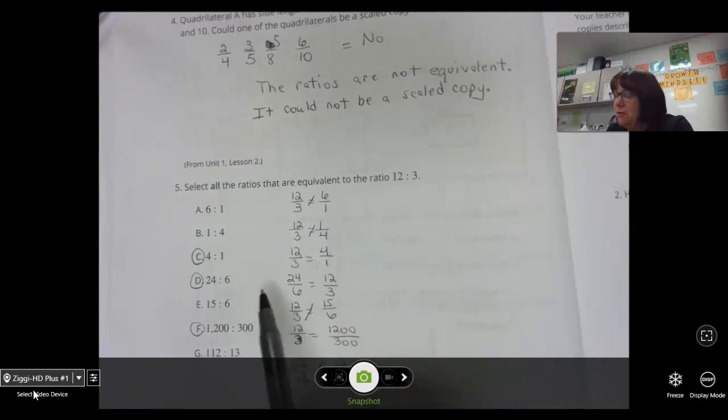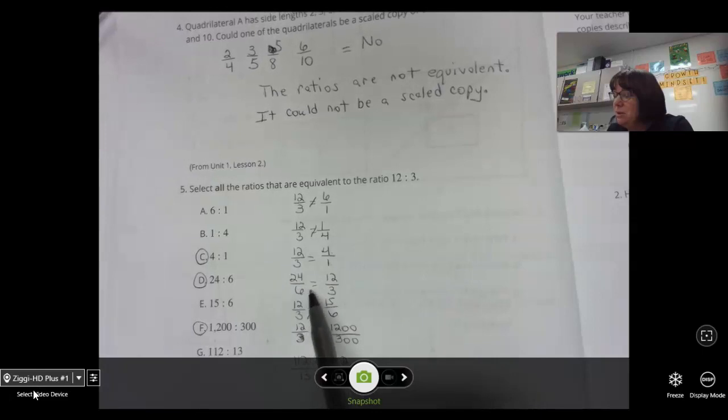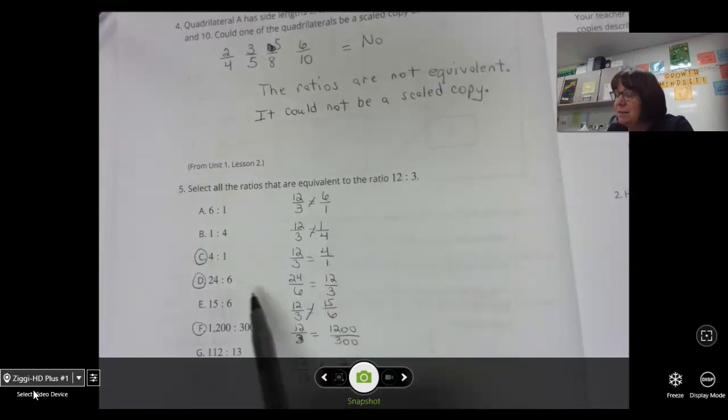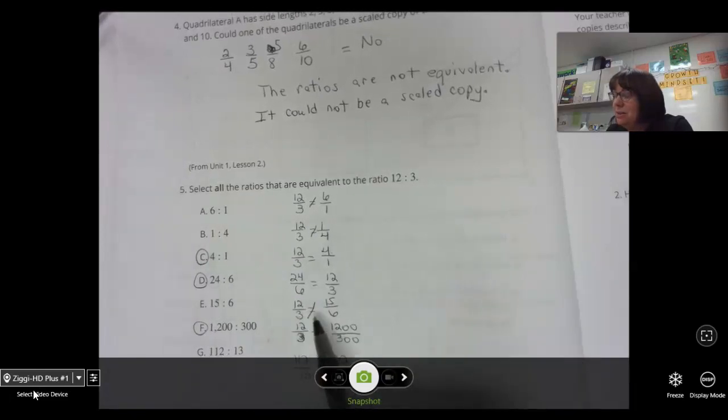What about 24 over 6? 24 divided by 2 is 12. 6 divided by 2 is 3. So yes, this is also equivalent. I know that 3 times 2 is 6, but 12 times 2 would be 24, so that is not an equivalent ratio.